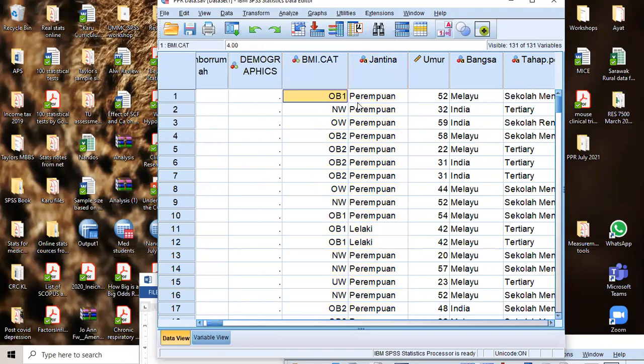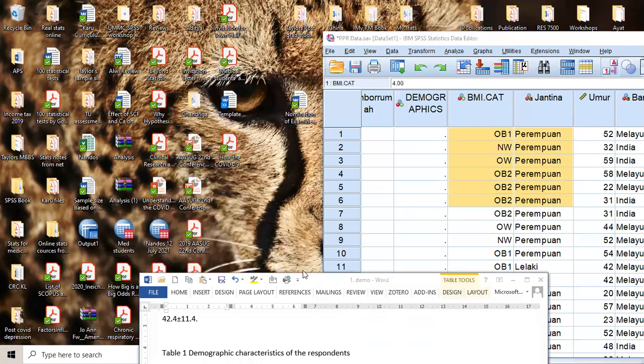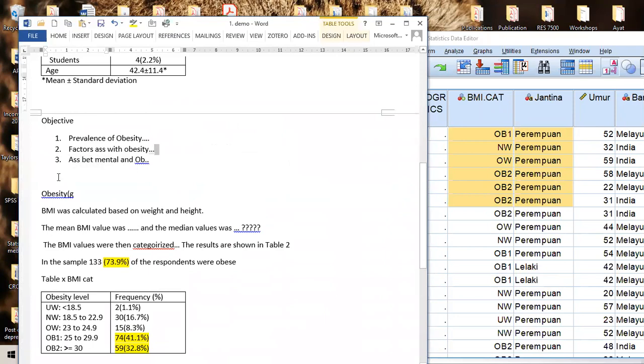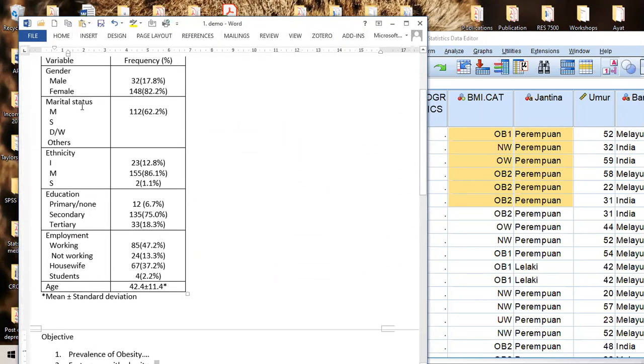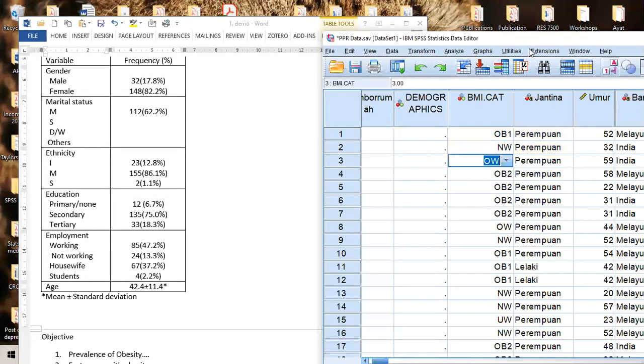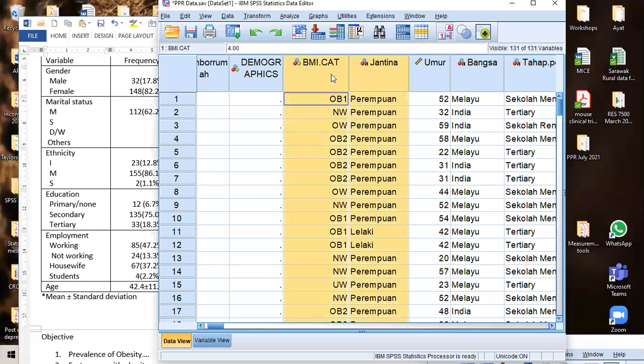Is it true that more females are obese compared to males? Right? So that's what comes into your objective number 2, factors associated. That means all these factors here must be tested against the particular outcome, which is obesity. What analysis will you do for this, comparing these two? Chi-square. Okay, let's do chi-square.